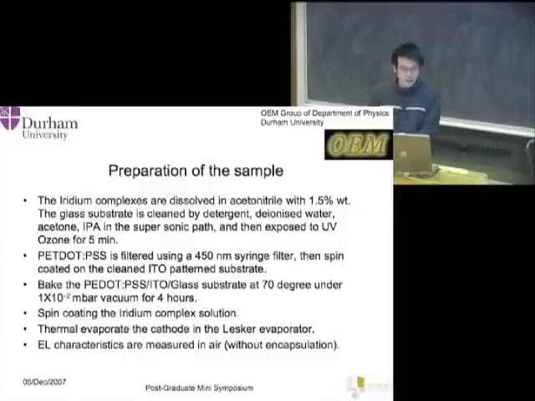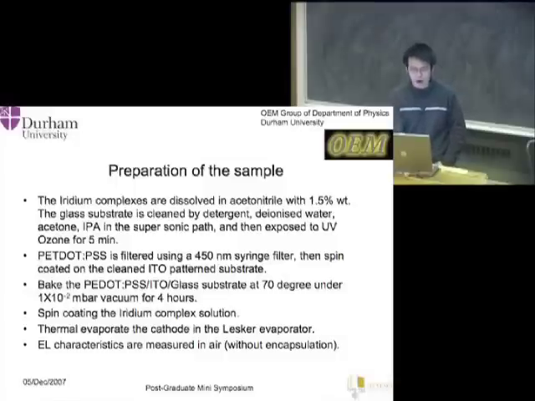So this is the sequence to prepare the sample. First, we dissolve all those iridium complexes in acetonitrile at a concentration of 1.5% by weight. This will make a film about 60 nanometers thick. The glass substrate is cleaned with the following chemicals, and then baked in the UV ozone box for 5 minutes in order to increase the work function of ITO to about 5.1 electron volts. Then the PEDOT is filtered, spin coated on the ITO, and baked.